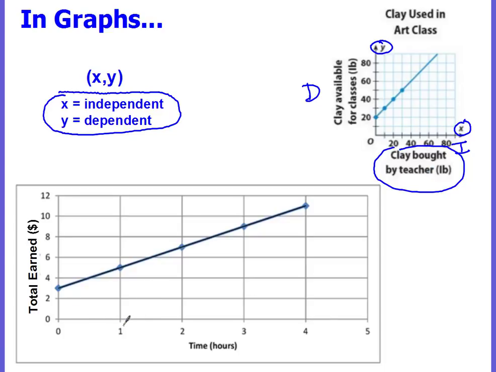We have another graph here, same thing. This is your x-axis, even though it's not labeled. So the time in hours is your independent. The y-axis, your vertical axis, this is the total money earned. This is your dependent. You don't know how much money you earn unless you know how many hours you work.